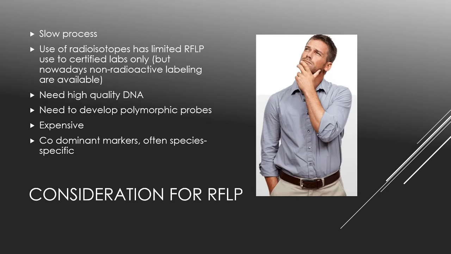So RFLP, if you want to consider using it, is a slow process and uses radioisotopes. But nowadays you can even find methods that do not use radioisotopes because they can create radioactivity. It might poison you. You also need high quality DNA and polymorphic probes, so it might be expensive, and codominant markers are often specific to species.